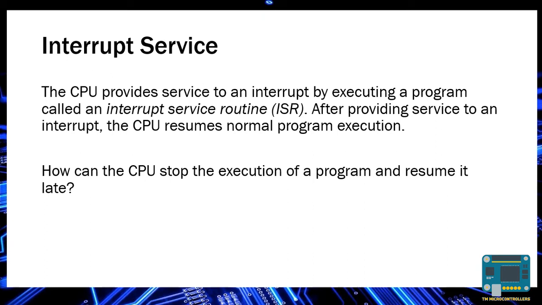How can the CPU stop the execution of a program and resume it later? As I mentioned earlier, you have your main process and then an interrupt occurs. The CPU takes note of the program counter value for that line of code, puts it on a stack, and serves the interrupt. When the interrupt is done, it retrieves the program counter from the stack so that it can resume whatever it was doing before the interrupt occurred.